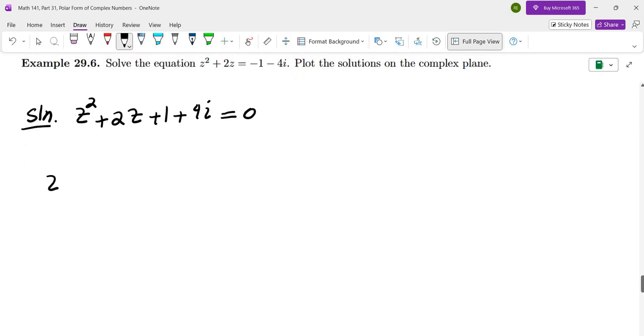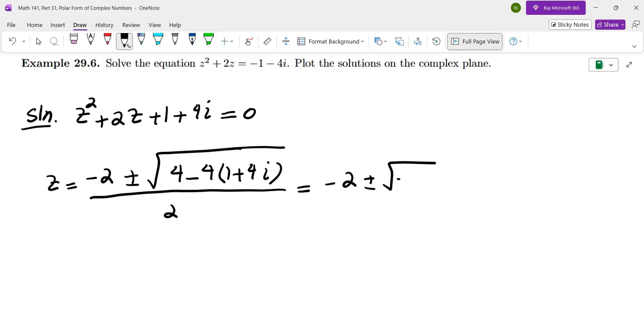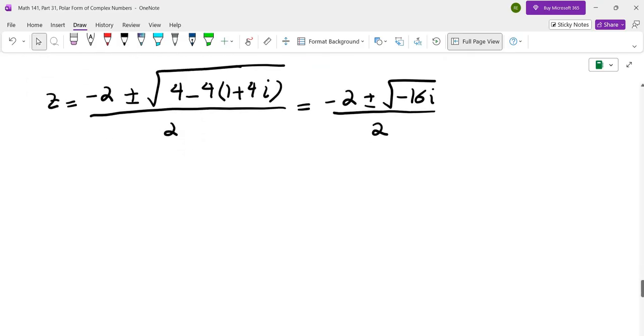Next, we're going to use the quadratic formula. So we get minus b plus or minus root b squared minus 4ac, all of that divided by 2. We get minus 2 plus or minus root of minus 16i, divided by 2. So what we need to do is to find roots of negative 16i.